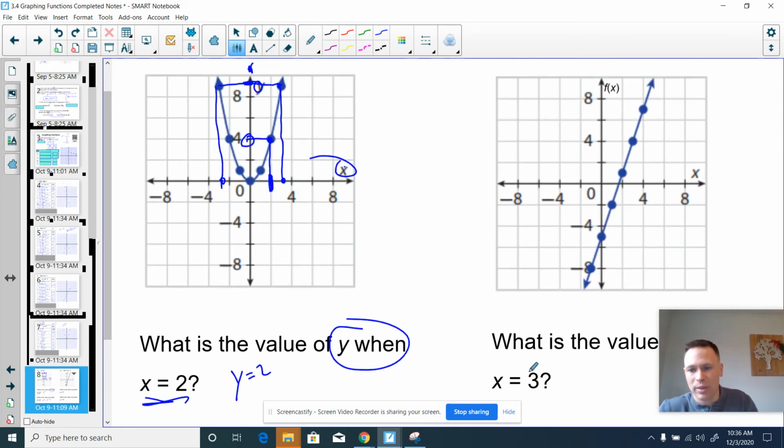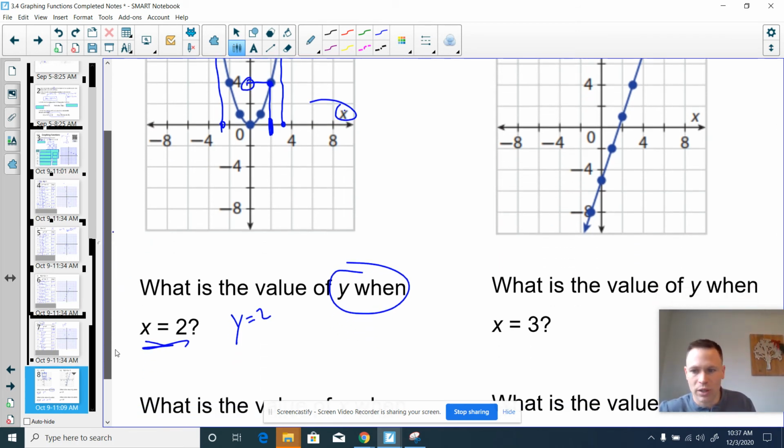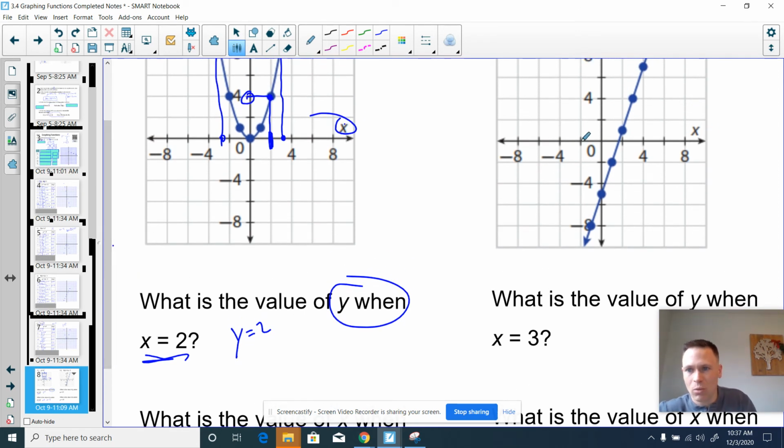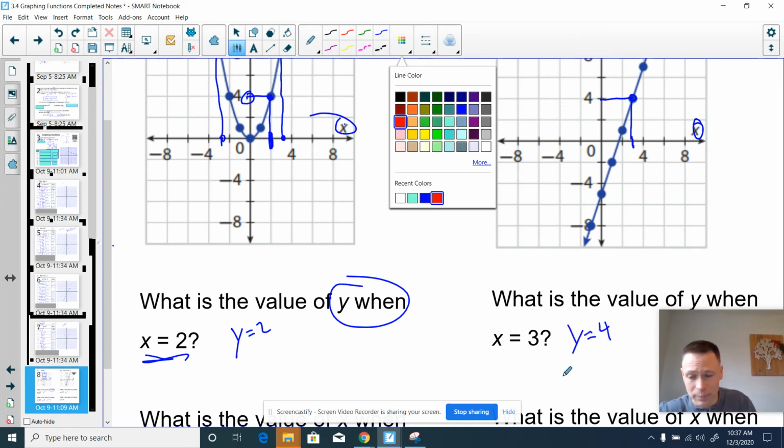Same thing happens when we do a linear graph, except we won't have those two sides ever, right? So what is the value of y when x is 3? Well, when x is 3, x-axis, x is 3 is right here. If I go up to what y is, it's there, and my y value, y is equal to 4. We'll change color just for fun here.